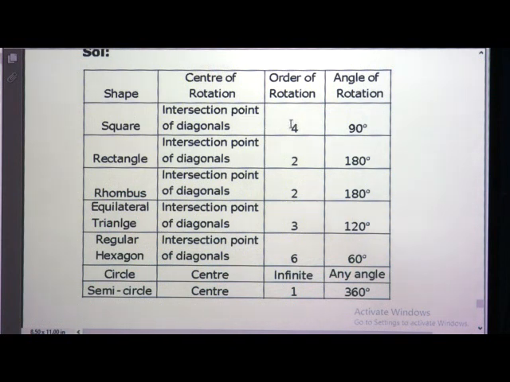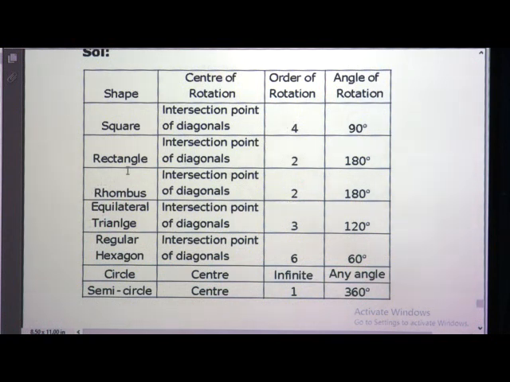Now, just imagine, in the previous class I had explained the order of rotation of a square, which we had found out with examples. So, the order of rotation is 4 and the angle of rotation is 90 degrees, 90 degrees, 90 degrees, 90 degrees. So, to complete one rotation and return to the original position, that is a complete 360 degrees.